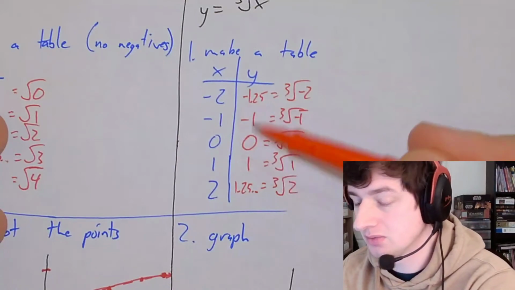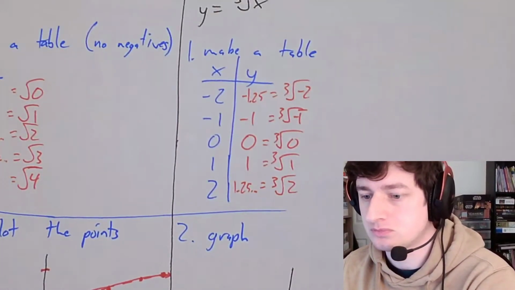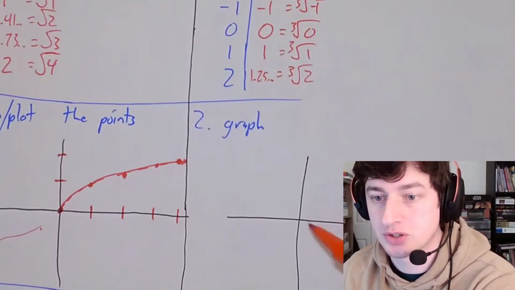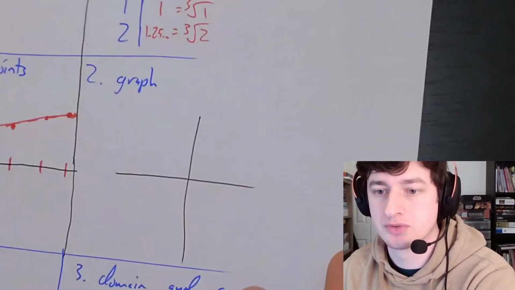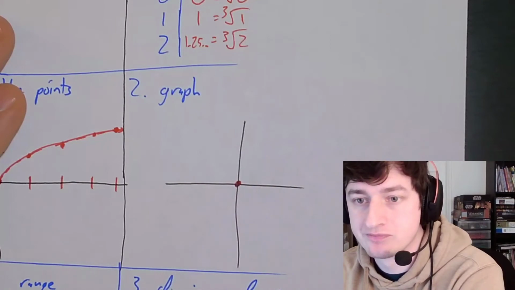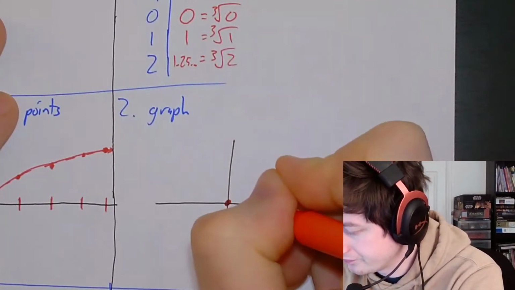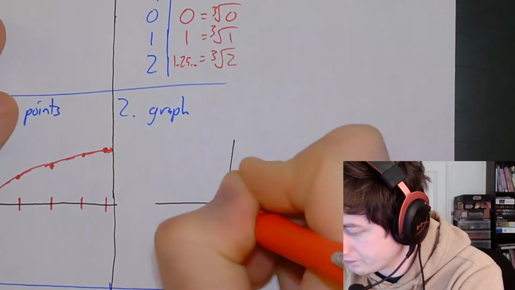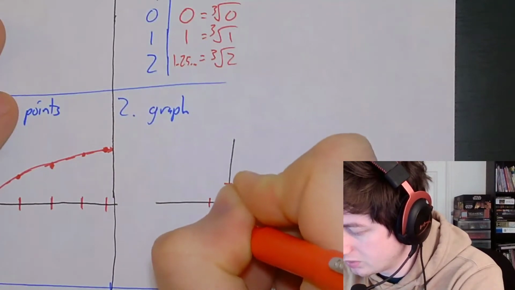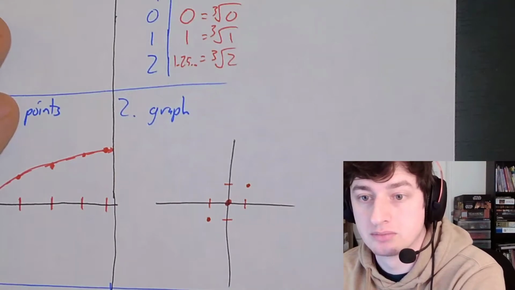The middle three are easy. Always start with 0. This is going to go both directions here. Actually, I need to move this over. So 0, 0. And then 1, comma 1. So 1, comma 1 and negative 1, negative 1. Right now it just looks like a line, but it is not a line.